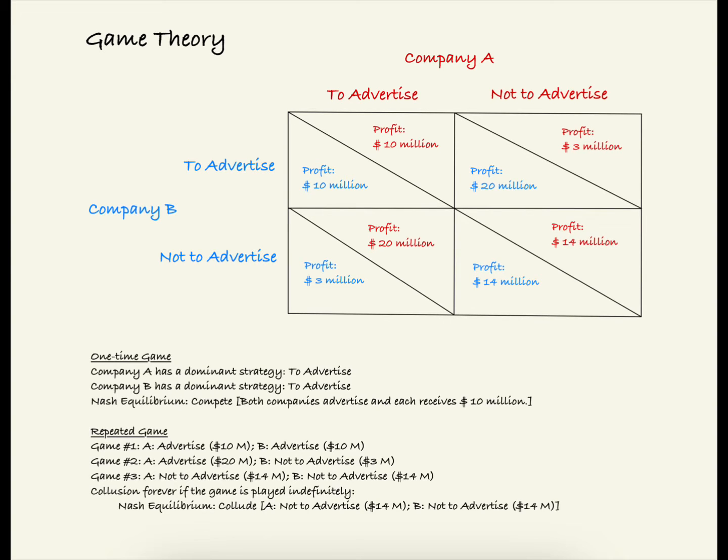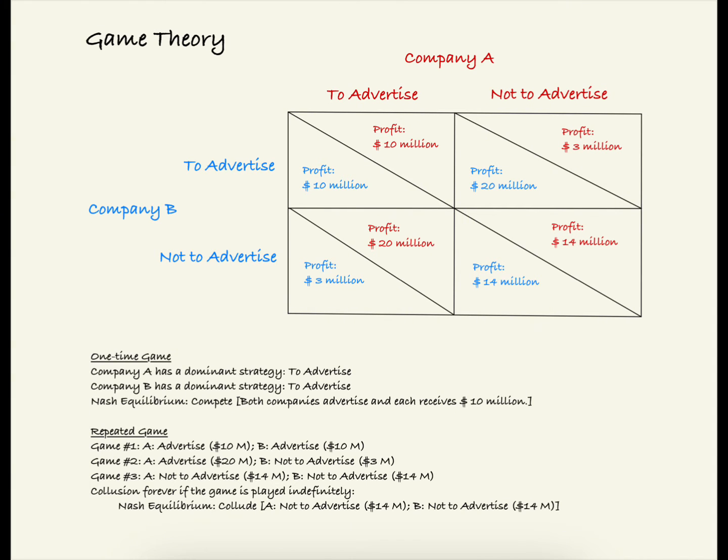Today we're going to take a look at game theory and its role in an oligopoly. Now let's just say we have two firms, Company A and Company B. Each has an option to either advertise or not to advertise, as seen in the table to the right. This table is called a payoff matrix.